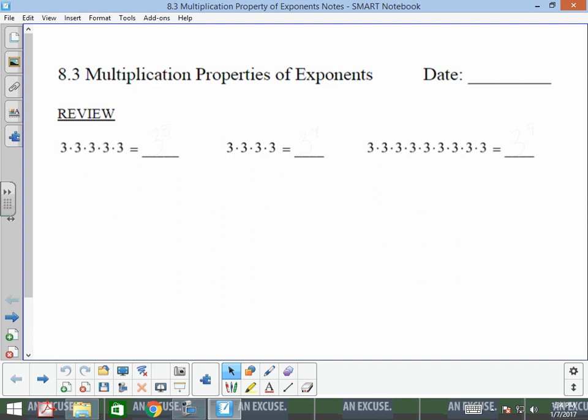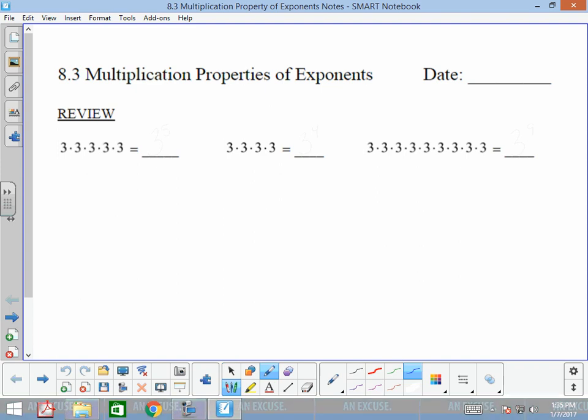This is video number 1 for 8.3 multiplication properties of exponents. Before we get started with these notes, let's just do a little bit of review. We first have a bunch of 3's here. They're being multiplied times each other. This is what we call expanded form. And we're going to look at how to go from expanded form to exponential form.